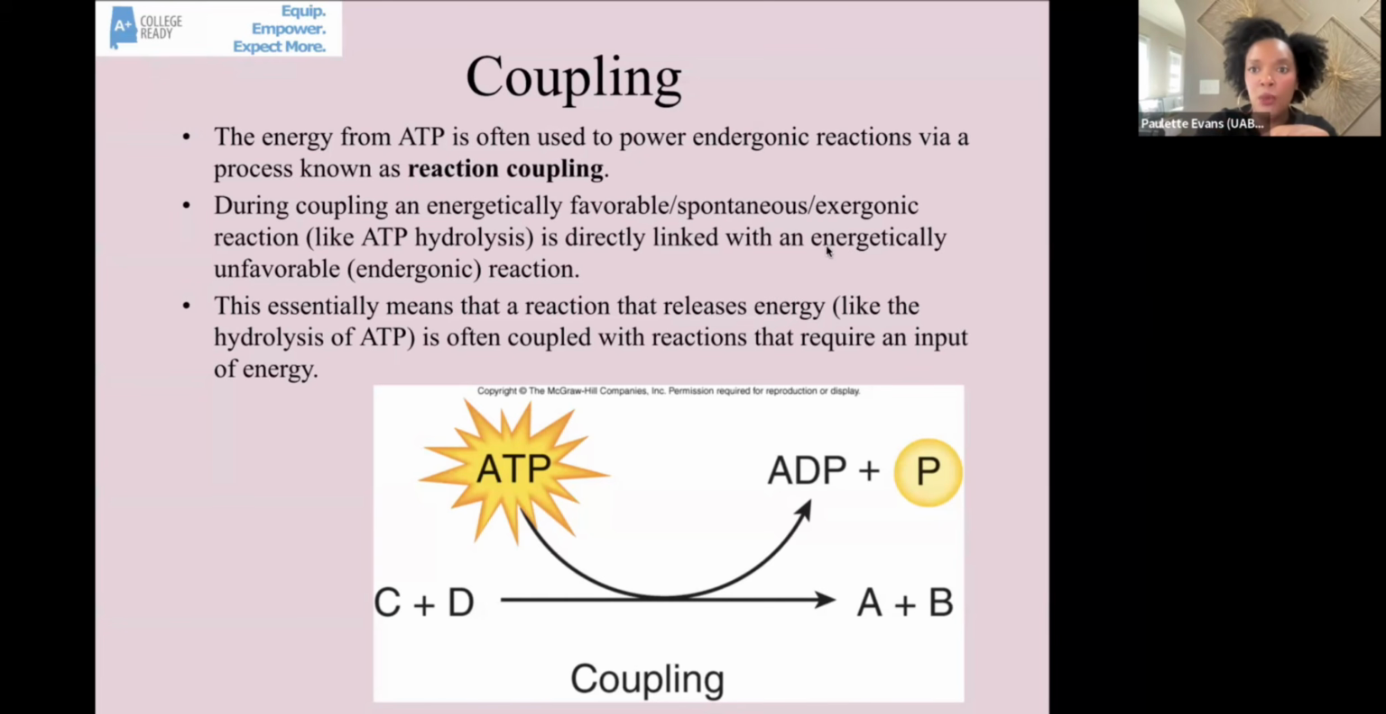It is directly linked with an energetically unfavorable reaction, or endergonic reaction. So a reaction that needs to occur but requires a net input of energy, we're going to use the energy that we extract from ATP and that destabilizing nature of taking a phosphate group and sticking it on another molecule to power endergonic reactions. This essentially means that a reaction that releases energy, like the hydrolysis of ATP, is often coupled with reactions that require an input of energy. All right. And you see a picture here that describes that process.